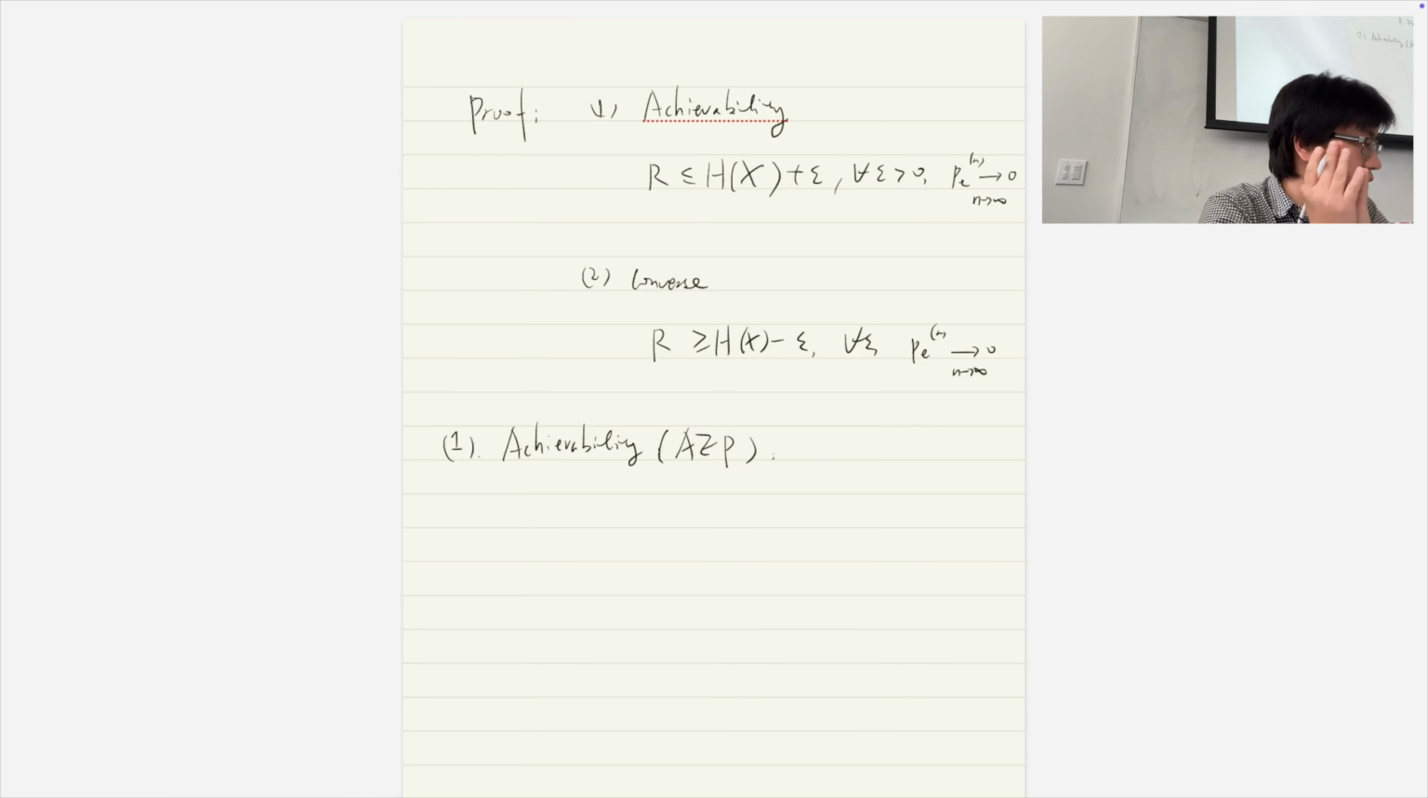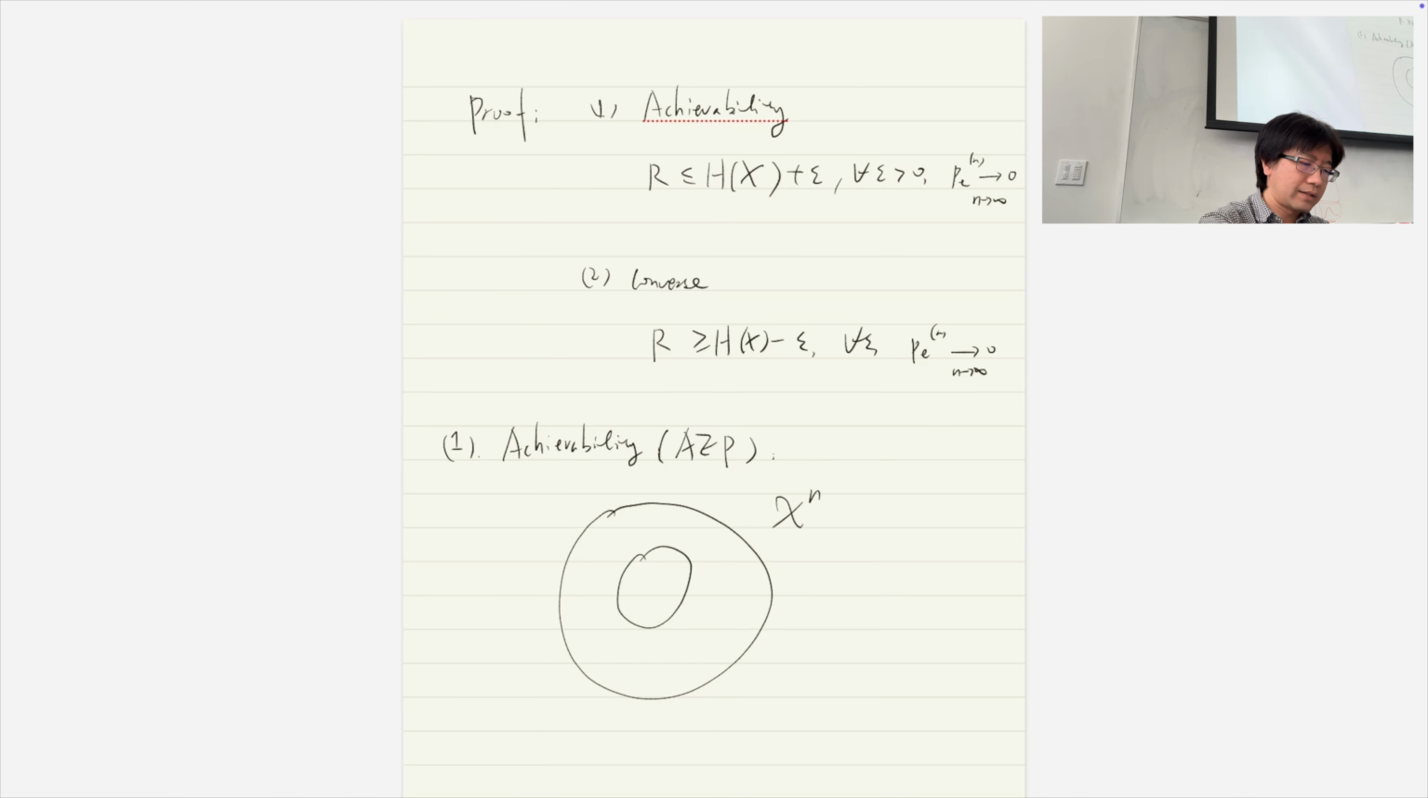Let's see how we use AEP. It's almost straightforward. As we said, this is the set of the total alphabet, the total source information, and this set is the typical set. What we're going to do to design the scheme is very straightforward. For anything here that is not in the typical set, we ignore that.